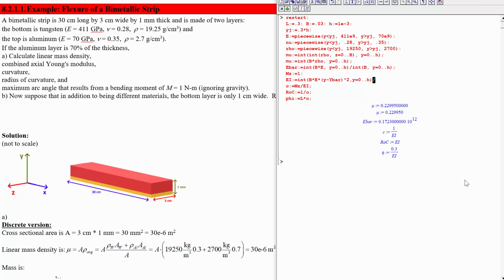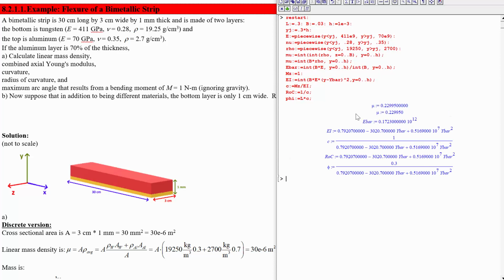Not divided by anything else. So EI is not an average, it's just the integral over the cross-sectional area, so that's why we've got the integral over all the y values, and nothing depends on the position in Z, so we're just multiplying by B rather than doing that integral explicitly with respect to Z, of E times y minus y bar all squared. Now to do this, we're going to need to figure out what y bar is.